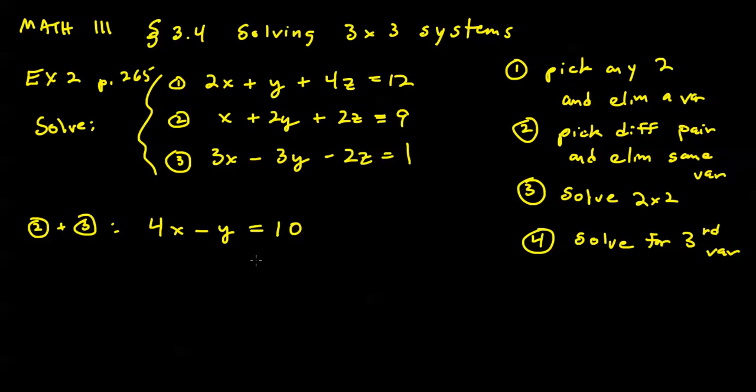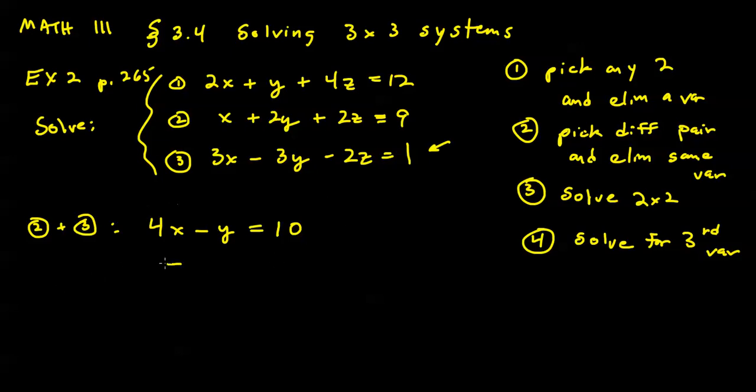Okay? So adding equation 2 to equation 3 gives me 4x. Let me check it. 4x minus y equals 10. Again, please make this correction here. Alright, I now see I'm going to want to pick a different pair and eliminate the same z variable. If I take equation 3 and multiply it by 2 and add it to equation 1, I'm going to eliminate this same z variable.